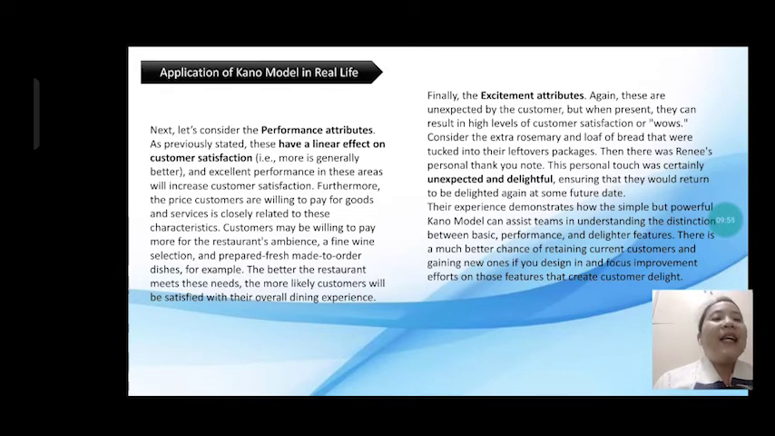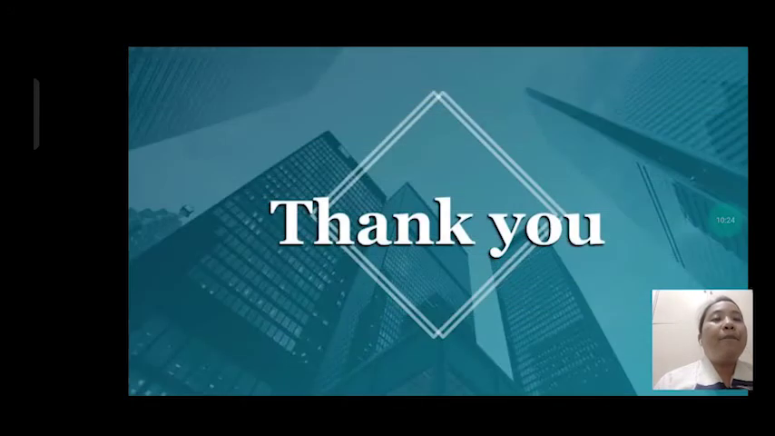Their experience demonstrates how the simple but powerful Kano model can assist teams in understanding the distinction between basic performance and the delighter features. There is a much better chance of retaining current customers and gaining new ones if you design in and focus improvement efforts on those features that create customers' delight.